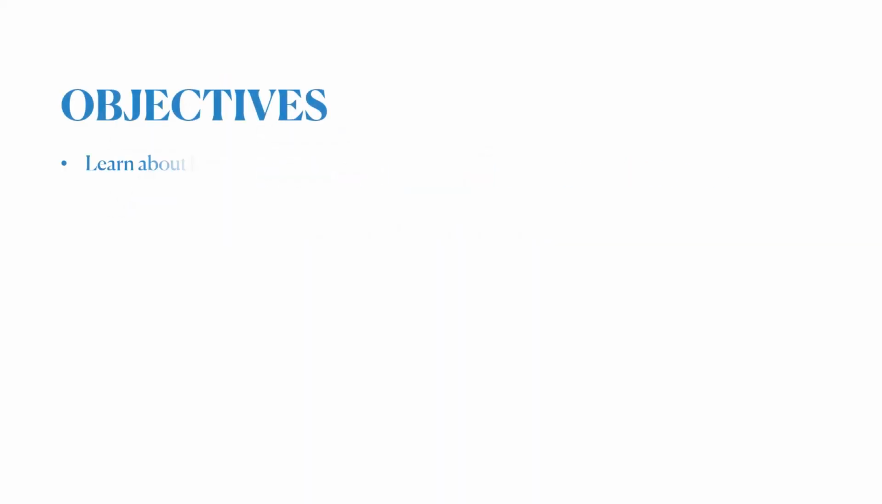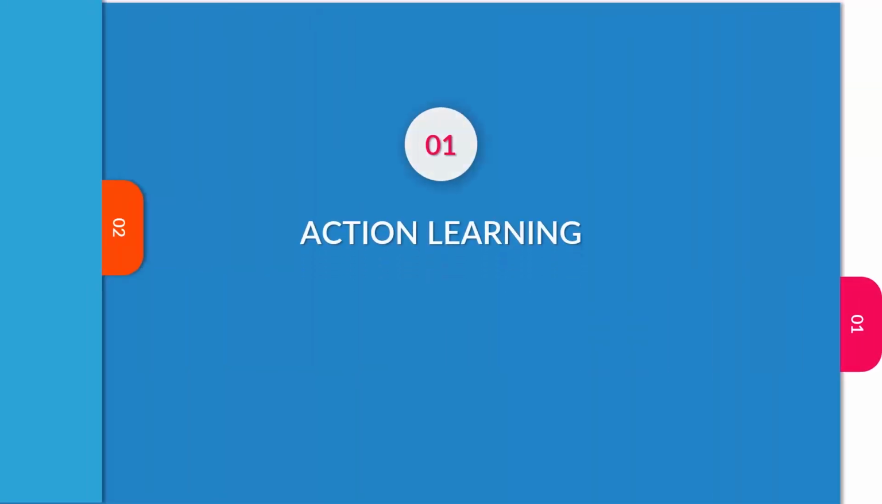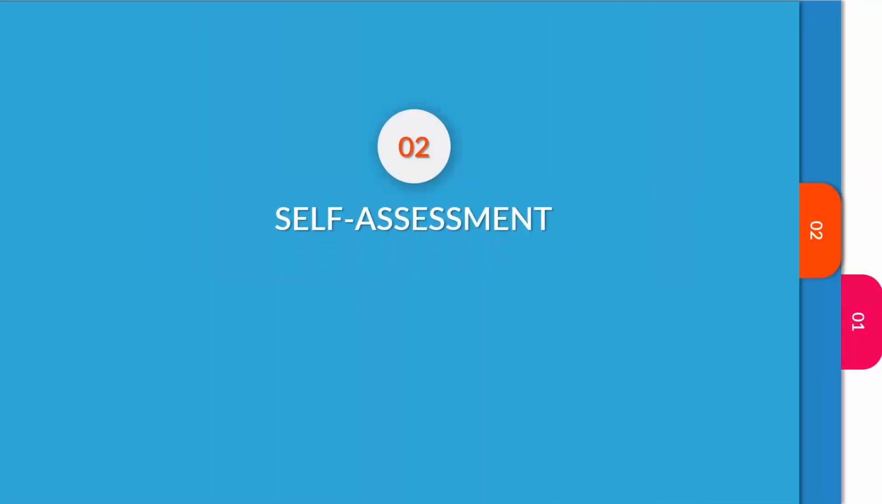So for this chapter, the objective will be to learn about the business skills: action learning, and then the self-assessment. We will divide this into two parts: firstly action learning, and then the self-assessment.